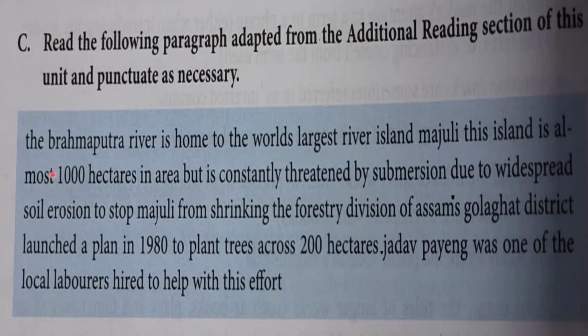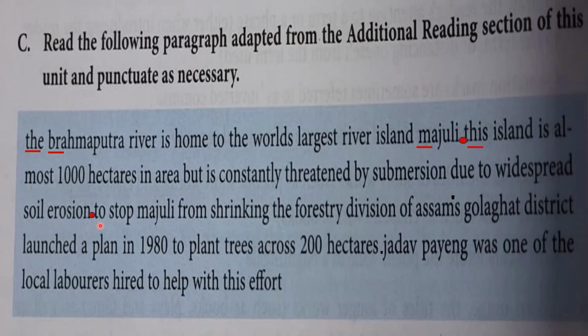The Brahmaputra river, the should be, T should be capital, B should be capital, and then Brahmaputra river is home to the world's largest river island, Majuli. Majuli is the name, so M should be capital. And here the sentence comes to an end, student. So there should be a full stop. Okay, I have enlarged the full stop. Then after full stop, it should start with a capital letter. This island is almost 1,000 hectares in area, but is constantly threatened by submersion due to widespread soil erosion. Here the sentence ends. So full stop should be there.